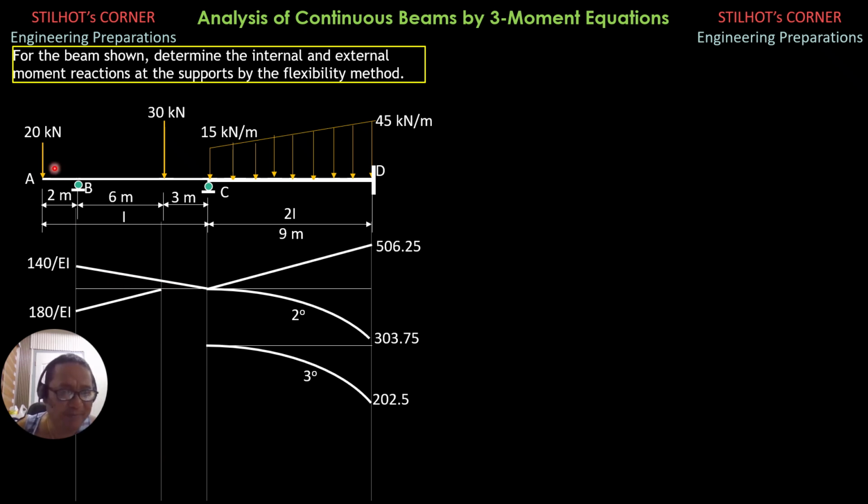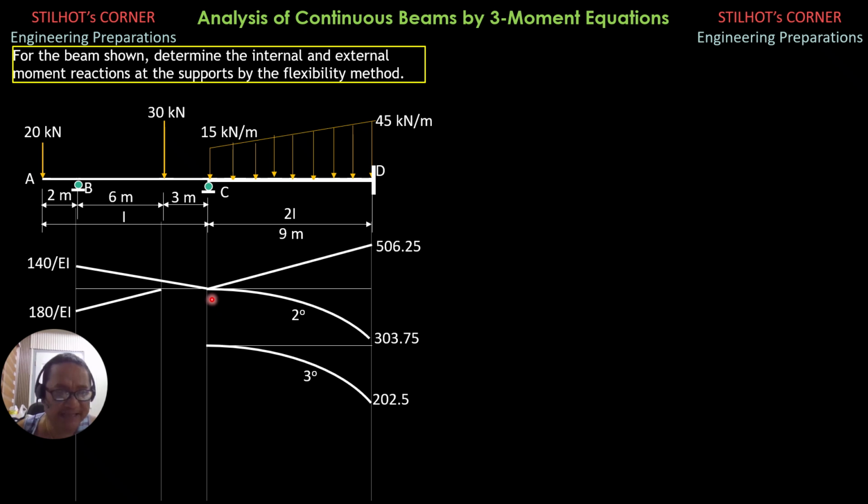Supposedly it is 180, but because there is this overhang, this load has moment about B of negative 40. So 180 minus 40 is 140 over EI. So that's the net moment due to the reaction, so that the moment at B is negative 40. 140 minus 180.